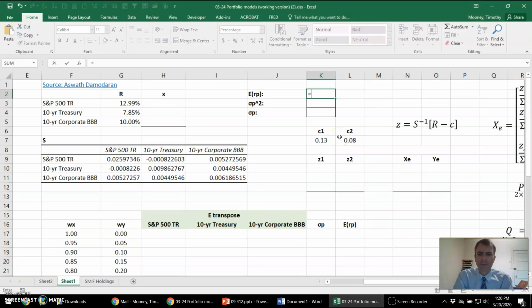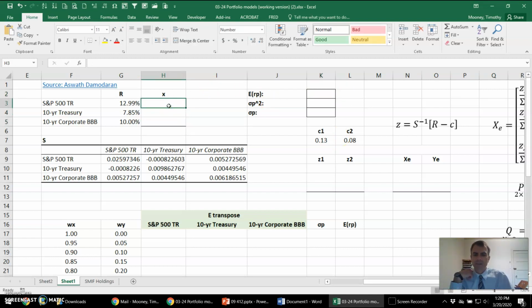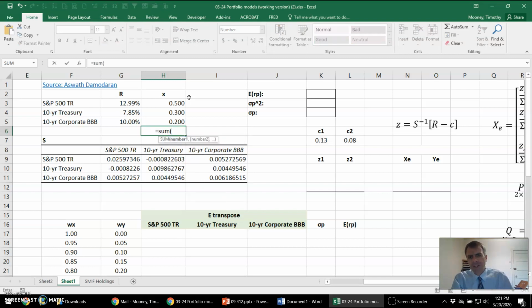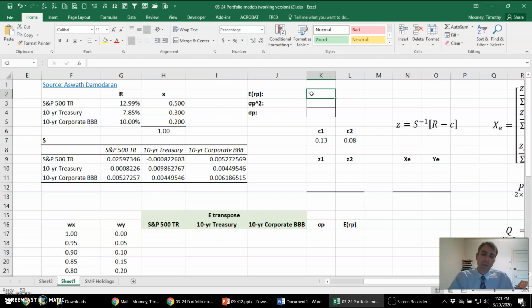Let's do expected return first. Before we do, we need a matrix of weights. Here's a 3x1 area that would be a good spot for a matrix of weights. Suppose, for illustrative purposes, we invest 50% in the S&P 500, 30% in 10-year treasuries, and 20% in 10-year corporate BBB rated bonds. The weights have to sum to 1. It's handy to have a cell right underneath the weights that sums them, because, as you saw, when we use Solver, one of the constraints is that the weights always sum to 1.